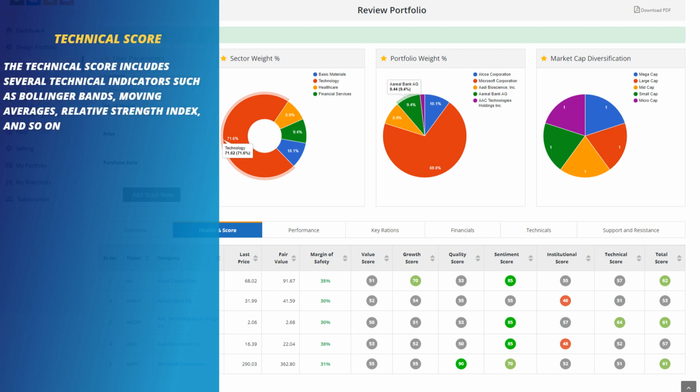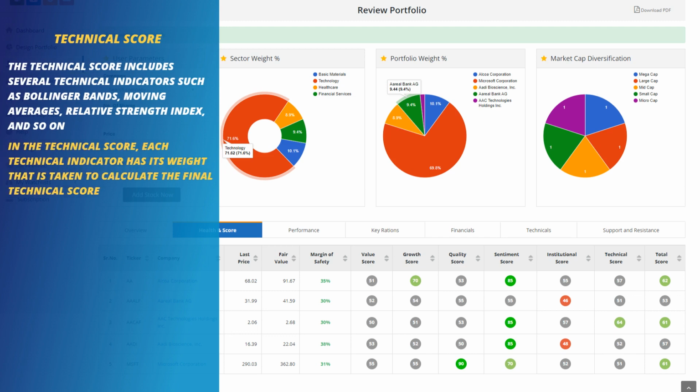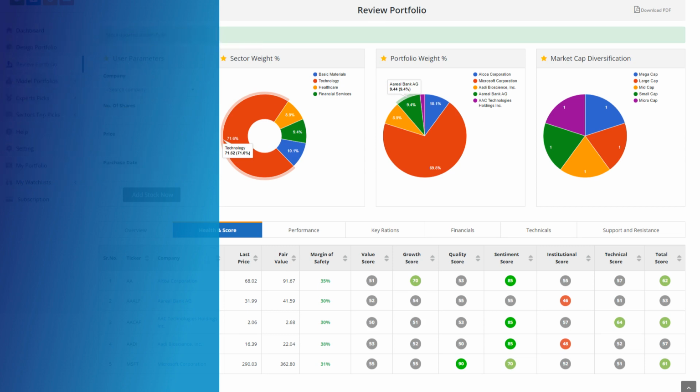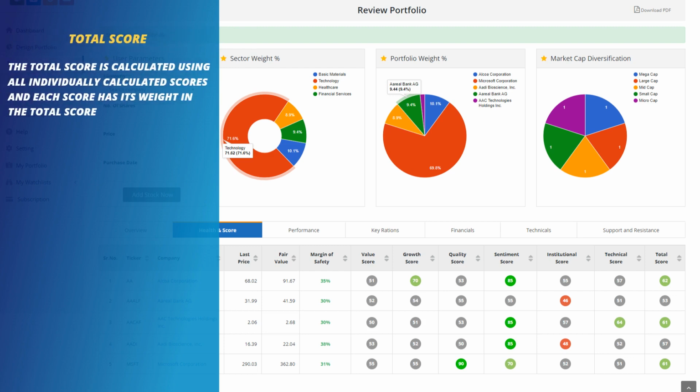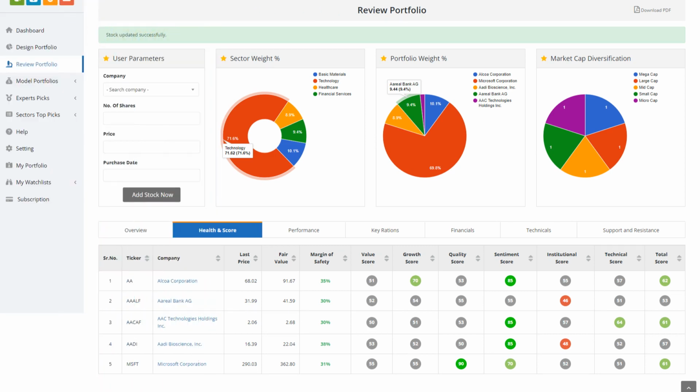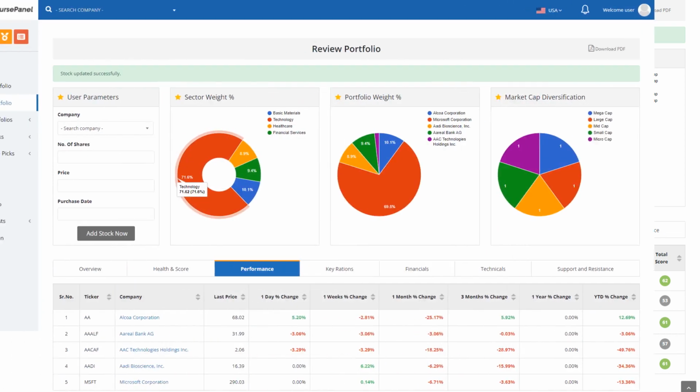Similarly, the technical score includes several technical indicators such as Bollinger Bands, moving averages, relative strength index, and so on. In the technical score, each technical indicator has its weight that is taken to calculate the final technical score. Likewise, the total score is calculated using all individually calculated scores, and each score has its weight in the total score. Let's now move on to the Performance tab.